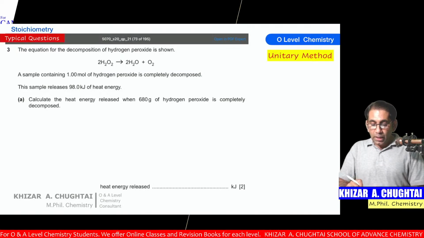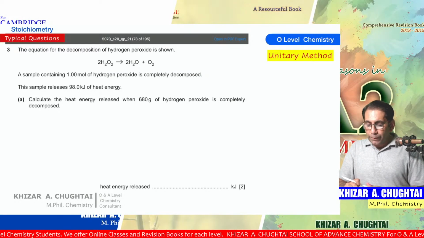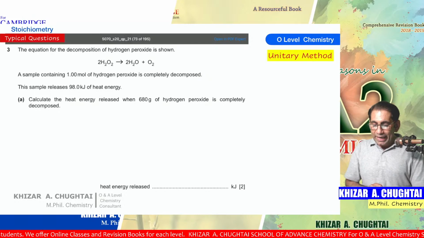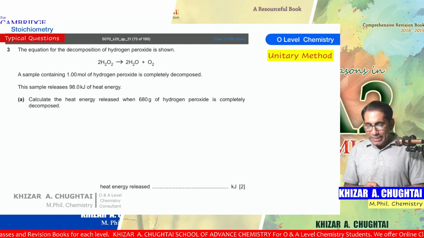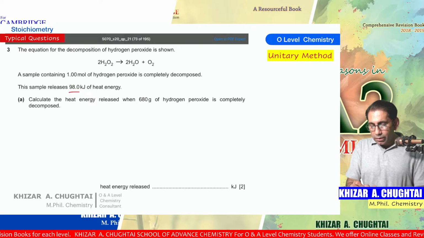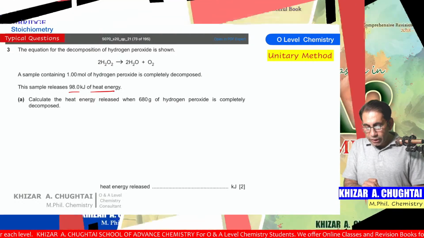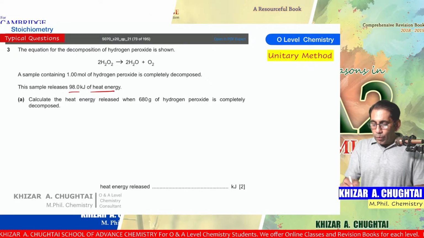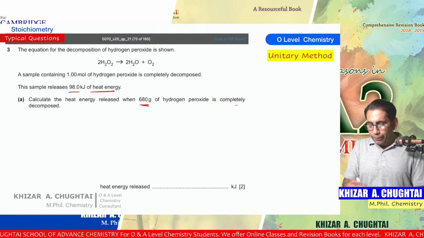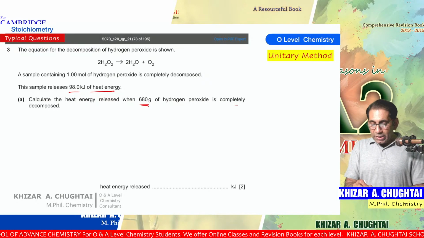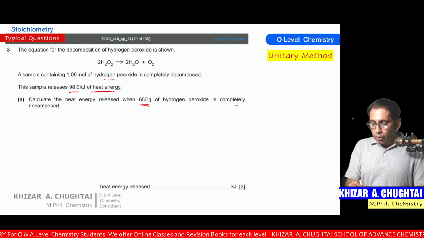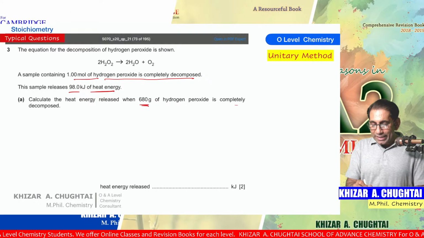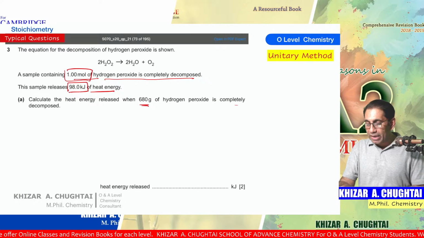The next one. The equation for the decomposition of hydrogen peroxide is shown over here. A sample containing 1 mole of hydrogen peroxide is completely decomposed. This sample releases 98 kilojoules of heat energy. Calculate the heat energy released when 680 gram of hydrogen peroxide is completely burned. Now in this equation you have the information: 1 mole of hydrogen peroxide is completely burned, and this sample is going to release this energy. So this is the basic given data.